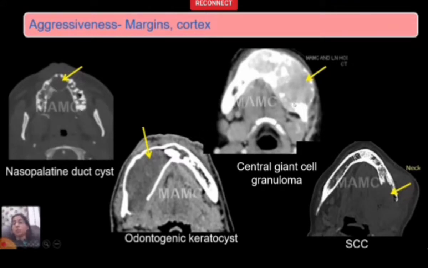These lesions are more expansile, and owing to the expansion, there are areas of cortical breach. So it's an expansive cortical lysis owing to pressure. This, on the other hand, does not actually expand the bone, but still manages to destroy a lot of bone. So out of all these lesions, this is the most non-aggressive lesion, and this will be the most aggressive pathology.